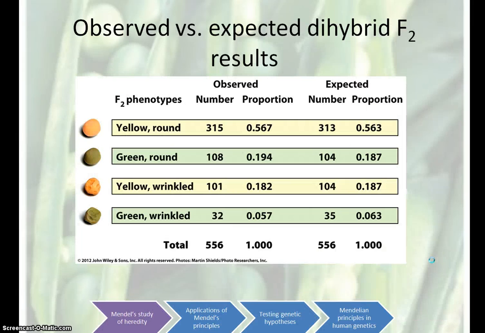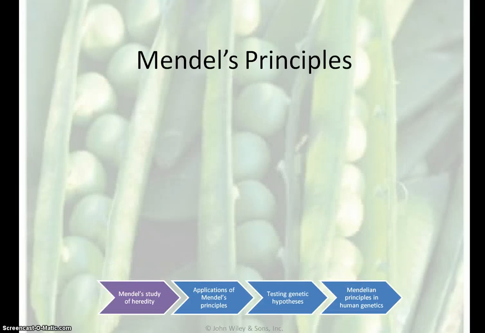All right, so let's look at his observed versus his expected dihybrid results. And what you're seeing here is what he expected to see. This 9:3:3:1 ratio is pretty much what he observed, or what he did observe. So this leads us to Mendel's principles, and we looked at one of them already in part 1.